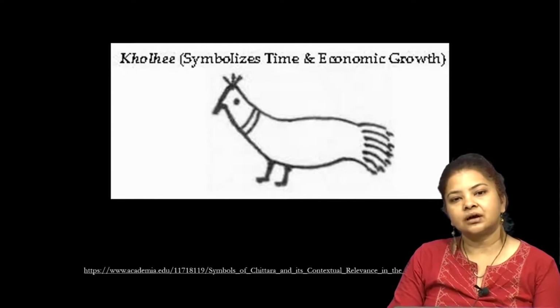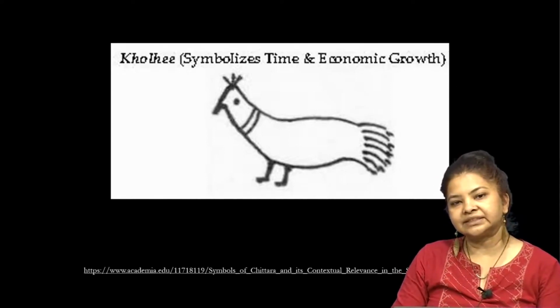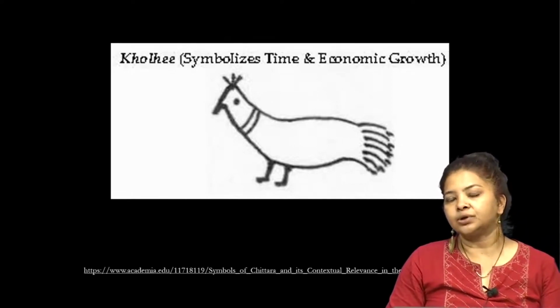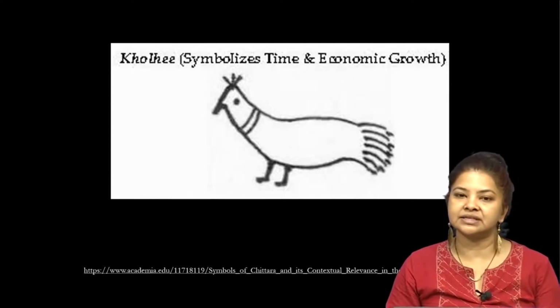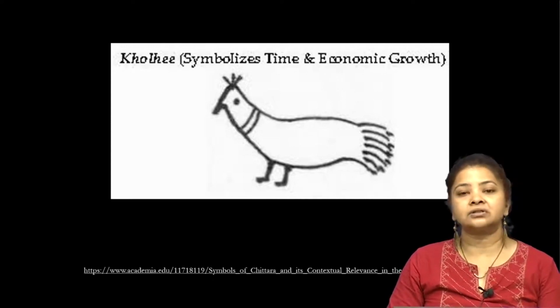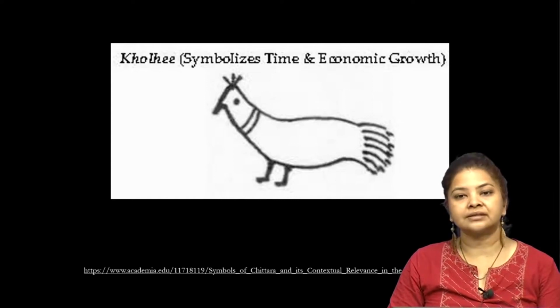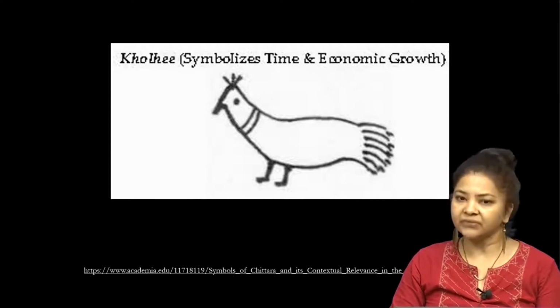So, this is a rooster or hen. This symbolizes economic growth. In the Devari community, the rooster is exchanged for other things like in a barter system, or sometimes the eggs of the hen are sold, and also the hen works as a clock where there is no clock, and it tells you about the time. So, this rooster or the hen is supposed to symbolize economic growth.